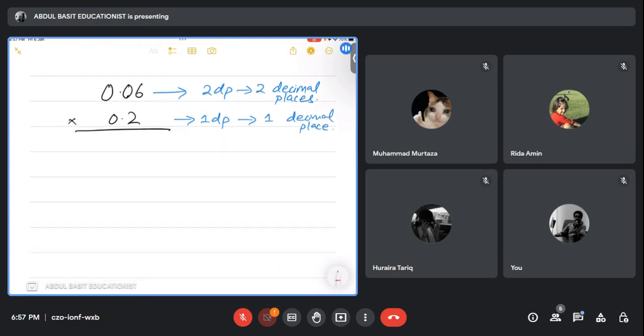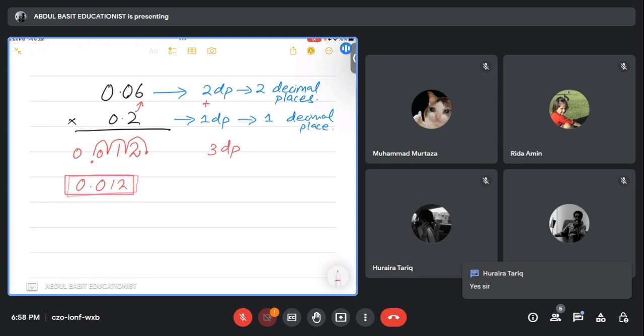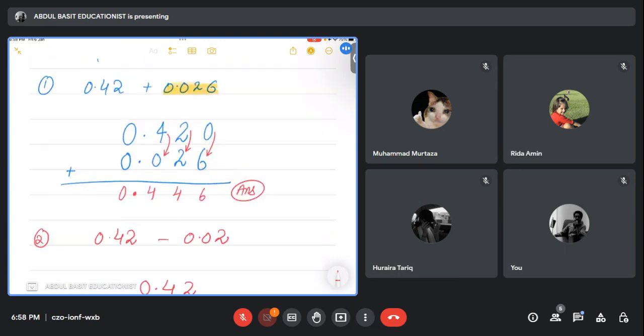Now it's just a simple multiplication. So multiply 2 with 6. So 2 sixes are 12. Just write 12. Now forget about multiplying with the 0. So you can see that 2 plus 1 is 3 decimal places. So now the decimal is right here. Now you have to go leftwards: 1, 2, 3. So now there are three decimal places. So it's 0.012.